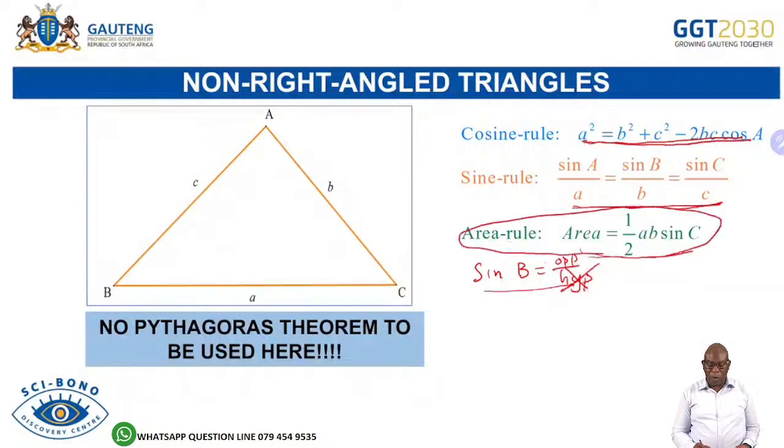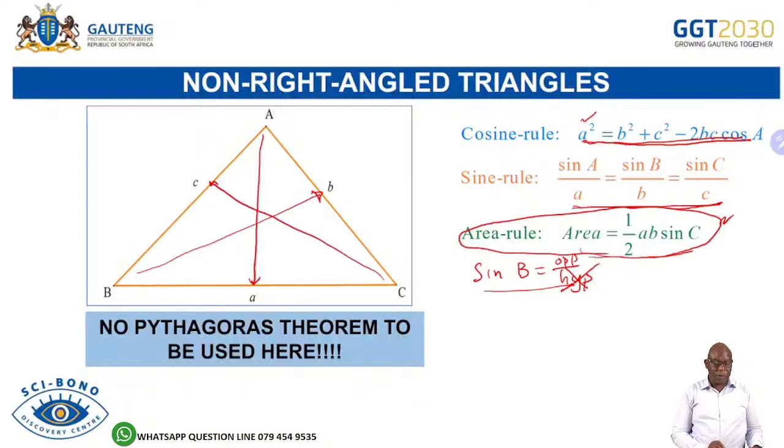The area rule, I will only apply it when I'm asked to do so. So if they say find the area of this triangle, then I can apply the area rule. Okay. These formulas, you just need to know them. They're there in the formula sheet, just know how to apply them. In a squared, the a is the side which is opposite angle A. The b is the side which is opposite angle B, and the c is the side opposite angle C.